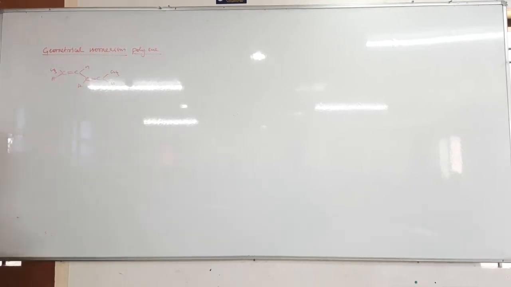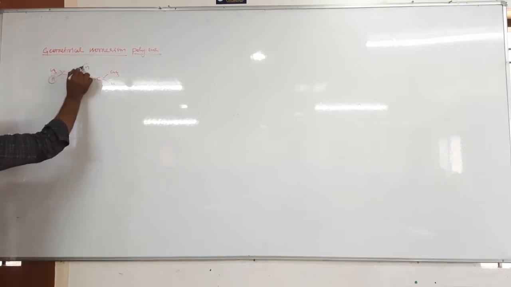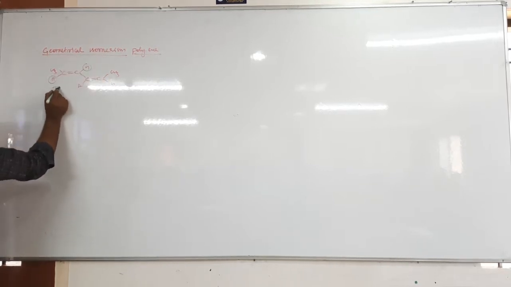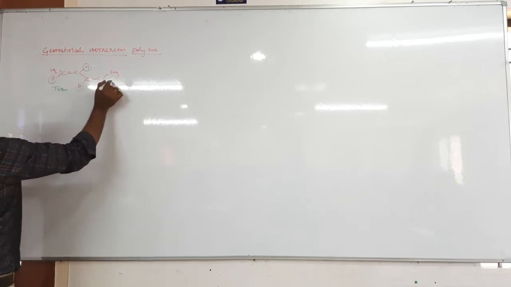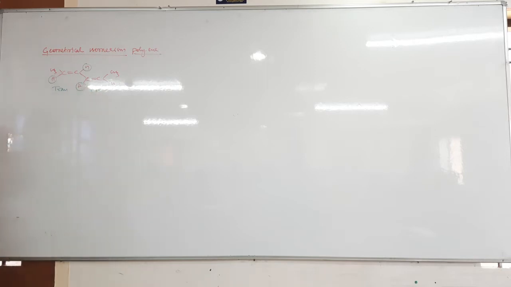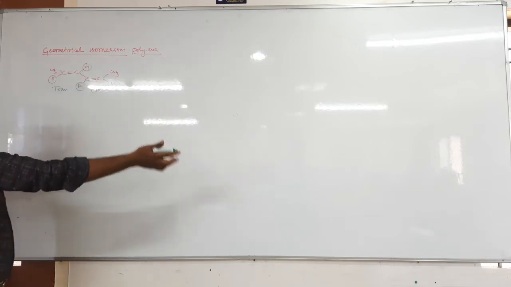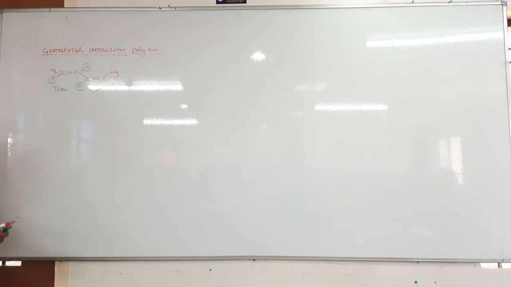tell me, which is cis and which is trans? In the first molecule, identical groups are on opposite sides, so the first one is trans, and here identical groups are on the same side of the double bond, so it is cis. Even if there are 3 or more double bonds, take that also as an example.